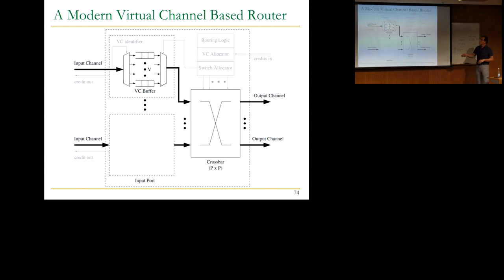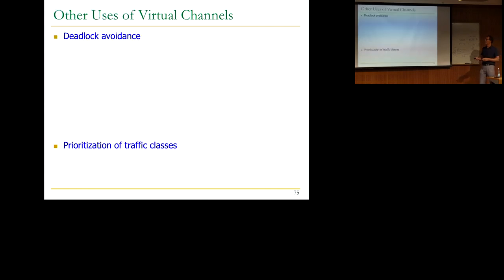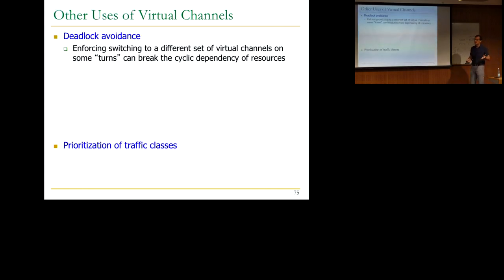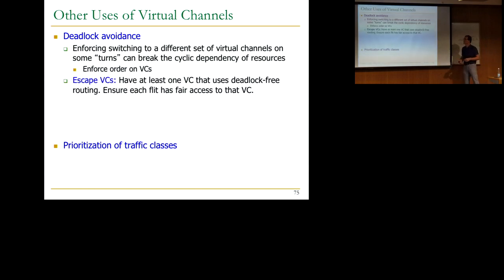Okay, there are other uses of virtual channels. These virtual channels are actually other FIFO buffers. It's good to have them. You can avoid deadlocks. You can, for example, enforce switching to a different set of virtual channels on some turns that can break the cyclic dependency of resources. This gives you some freedom in your routing algorithm design. You can enforce order on the virtual channels. You can have escape virtual channels, have at least one virtual channel that uses deadlock-free routing, and everything else can use deadlock-not-free routing. And of course, it's more complicated, it's heterogeneous, and you can ensure each flit has fair access to that VC. How do you do that?